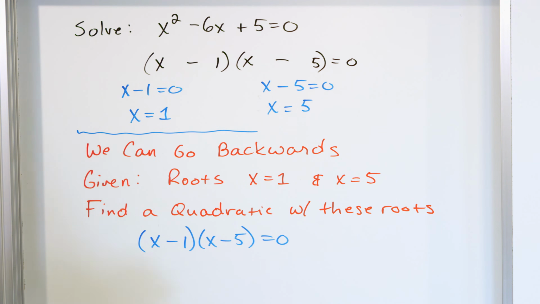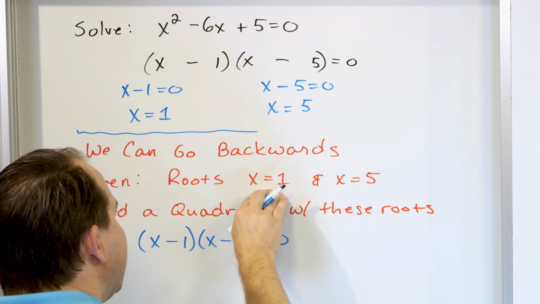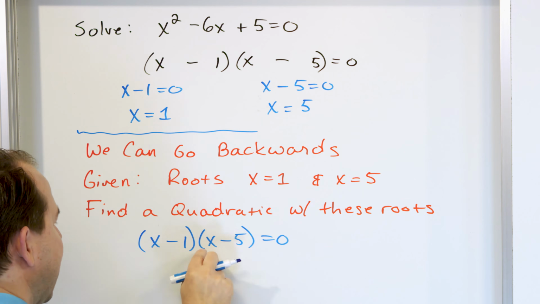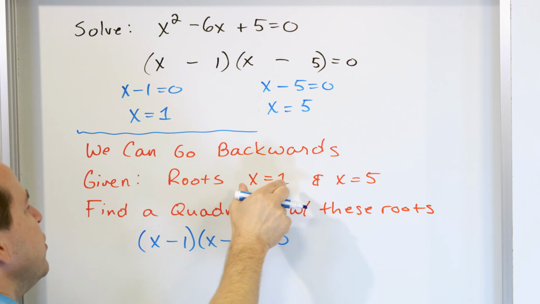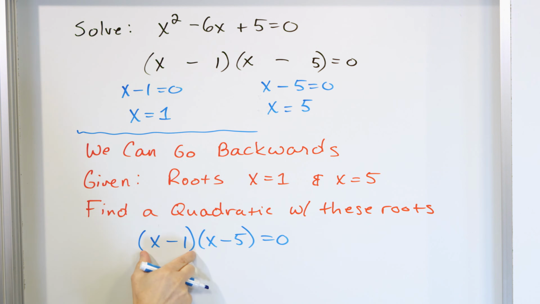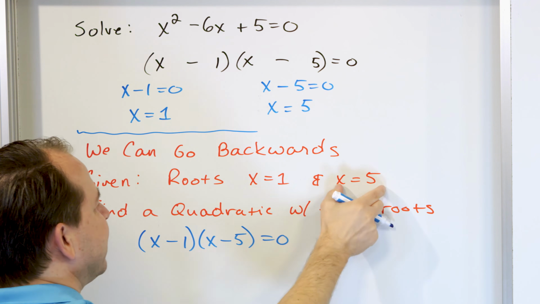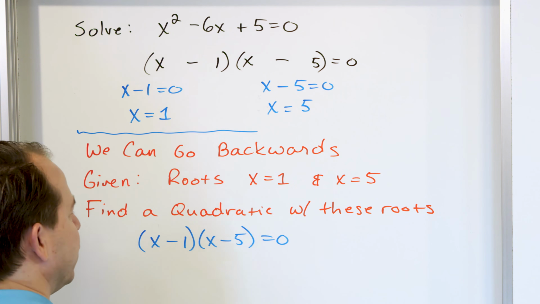What I'm saying is that if you know the root is 1, and you know that when you solve quadratics, you always get them in this form, like x minus 1, x minus 5, then you know that if the root is 1, this term has to be x minus 1 because that's what you would set equal to 0. And that's how you would get a 1 as a root. And then you know that the other term multiplied by it must be x minus 5 because that's the only way I could get a root of 5.